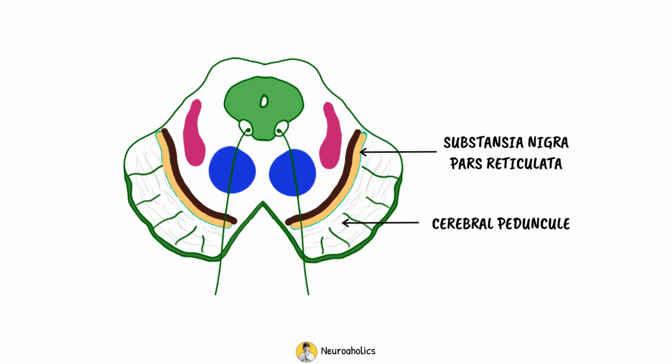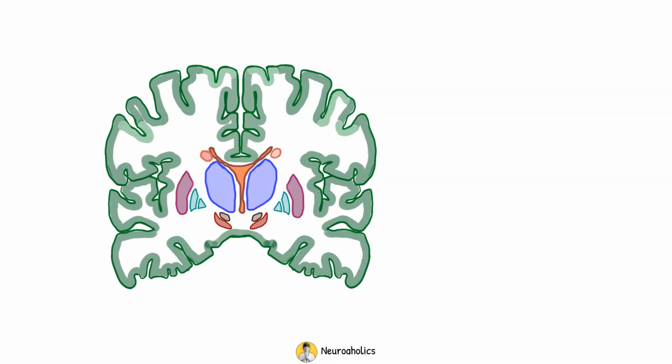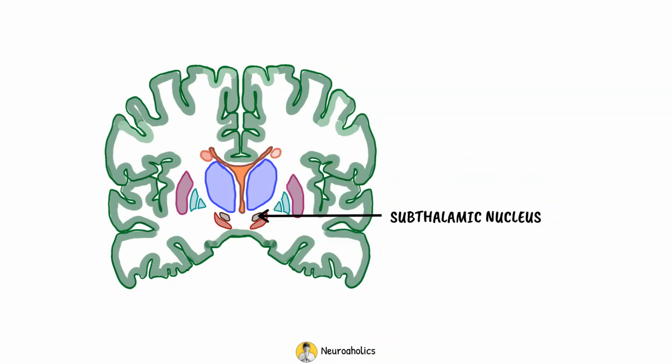The more dorsal substantia nigra pars compacta contains the darkly pigmented dopaminergic neurons that give this nucleus its name. Under the thalamus lies the spindle or cigar-shaped subthalamic nucleus. Unlike the thalamus, the subthalamic nucleus is derived embryologically from the midbrain rather than the forebrain.